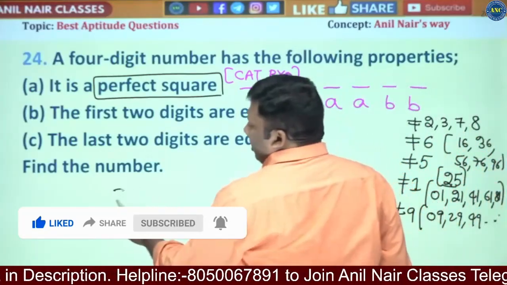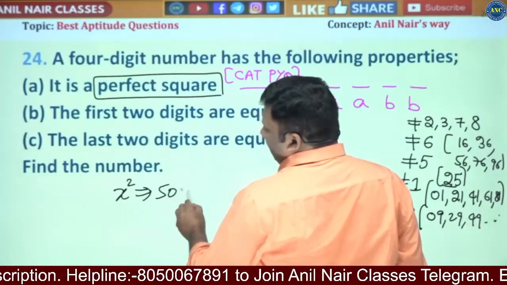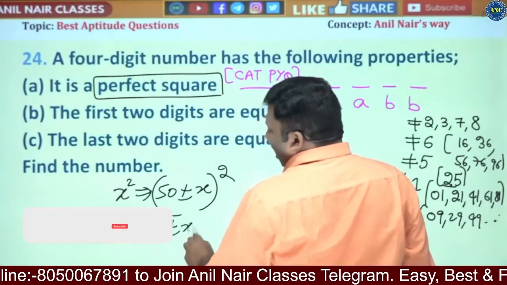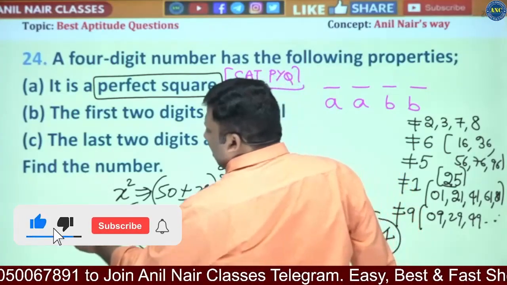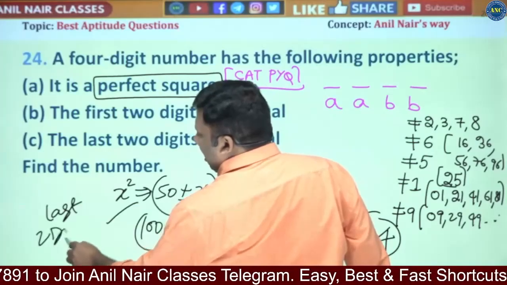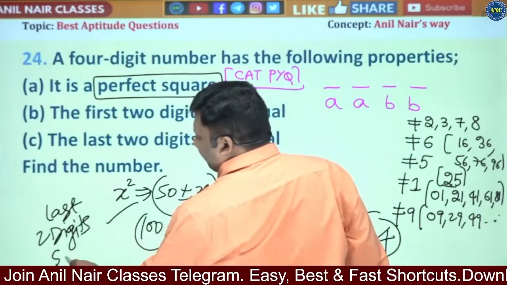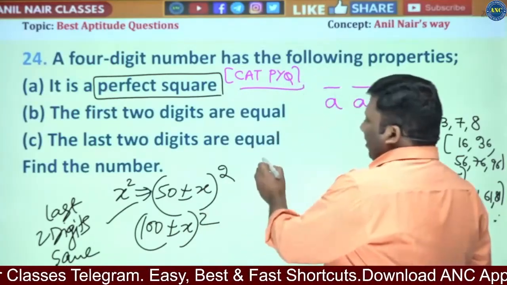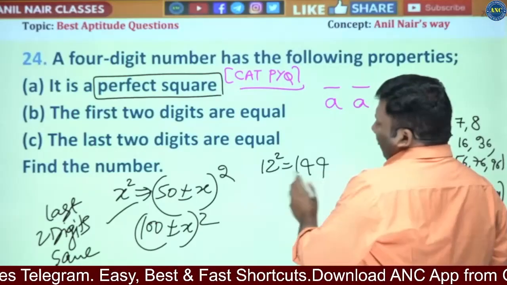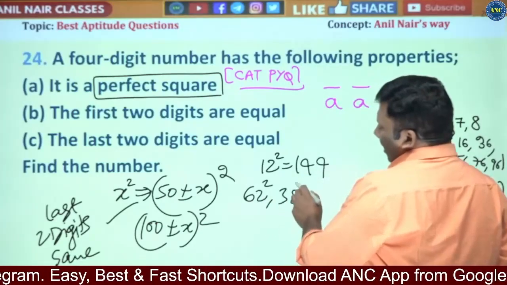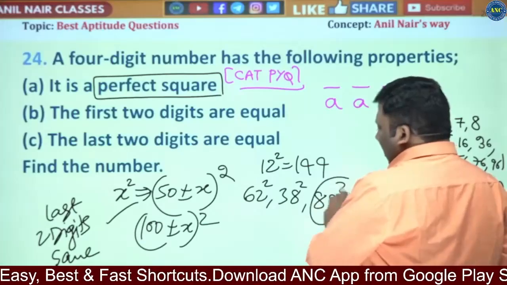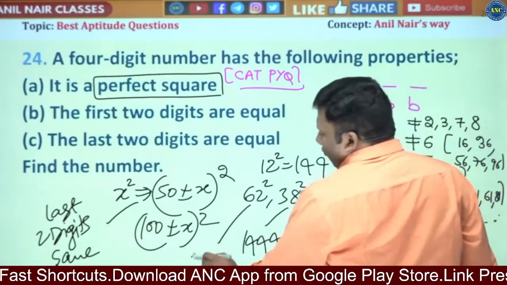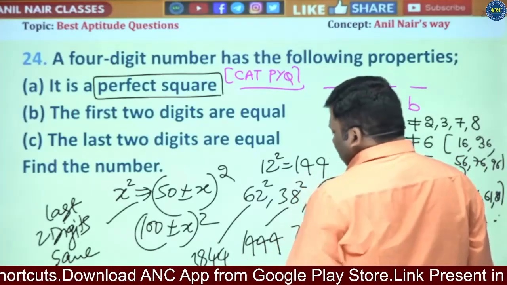Already we discussed the logic. x square, (50 plus or minus x) whole square, (100 plus or minus x) whole square: last 2 digits will be same. I want the last 2 digits 44. Which number on square will I get 44? 12 square is 144. 50 plus 12, 50 minus 12, 100 minus 12: 88 square is 7744. 38 square is 1444. 62 square is 3844.